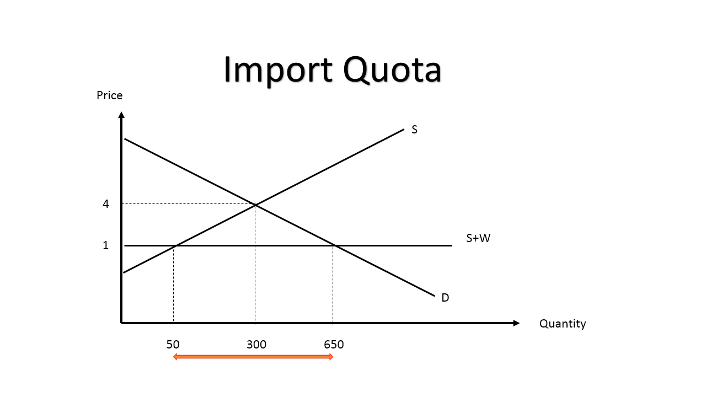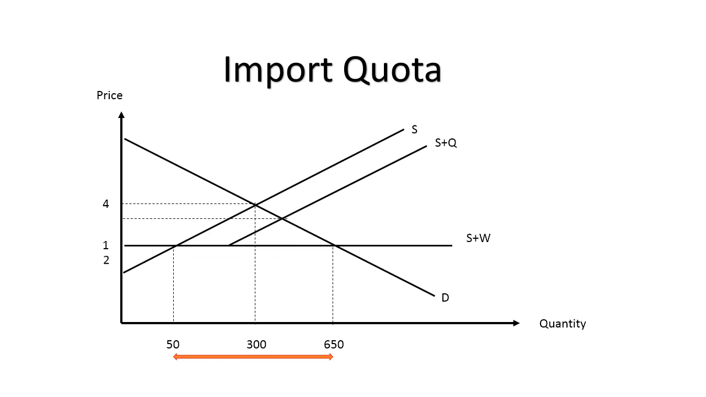So what happened to our S plus W? Our supply curve will shift from S plus W to S plus Q after the government imposes the import quota of 200 units of good X. So the number of imports, when the government imposes the import quota, S plus W will shift to S plus Q.